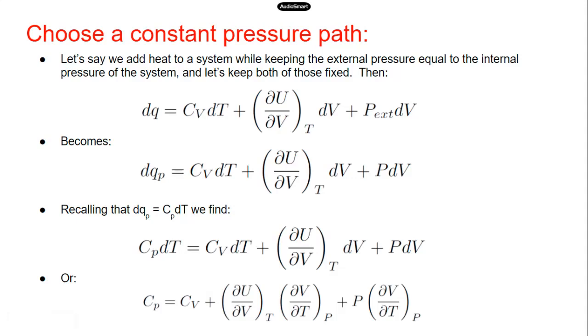Okay, we know what the change in heat is with respect to constant pressure. Well, that's just Cp dT. We know heat capacity is dQ/dT. If we want it at a constant pressure path, Cp is just dQ/dT. So we replace this with this. Okay, so that's all we did here.